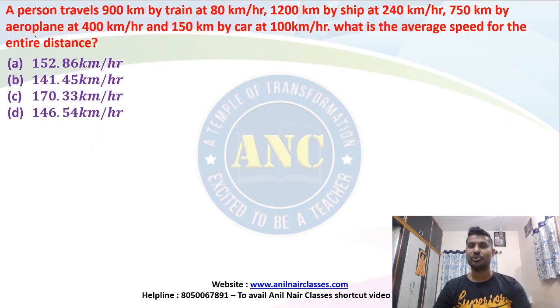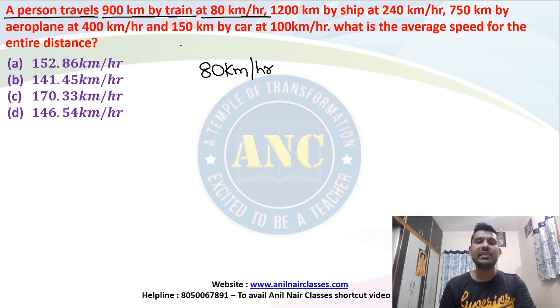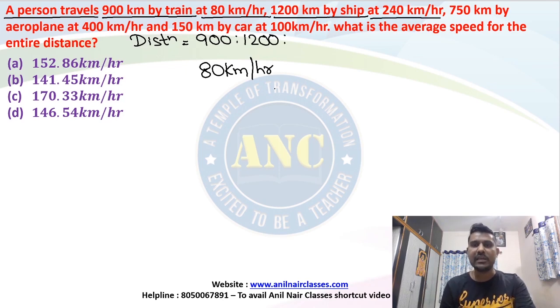Now see the next question also. Next question, there are so many parameters, but still you will end up solving this question so fast. Now see here, a person travels 900 kilometers by train at 80 kilometers per hour. So by train he is traveling at a speed of 80 kilometers per hour and the distance is 900 kilometers. Okay, let us write the distance somewhere here. Distance is nothing but 900 kilometers. This is by train, and 1200 kilometers by ship. Okay, by ship it is 1200 kilometers at 240 kilometers per hour.